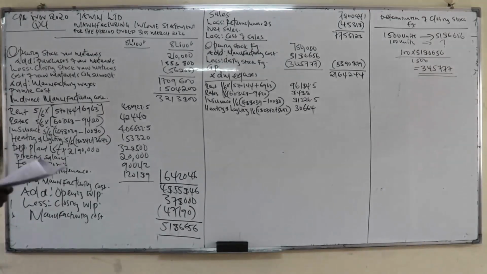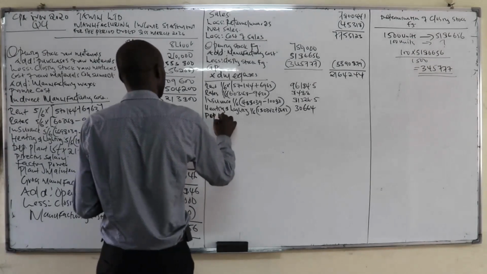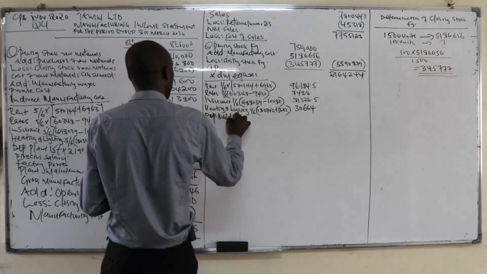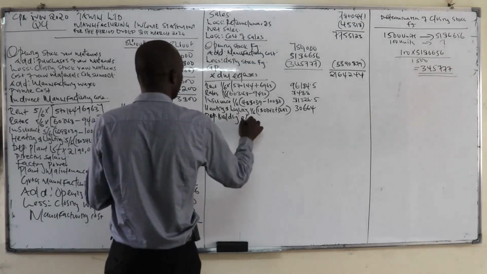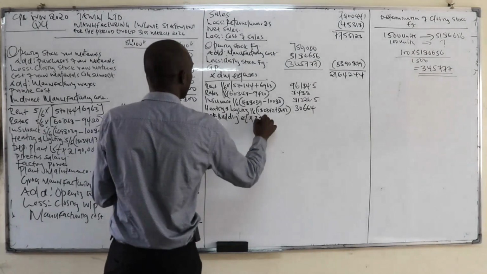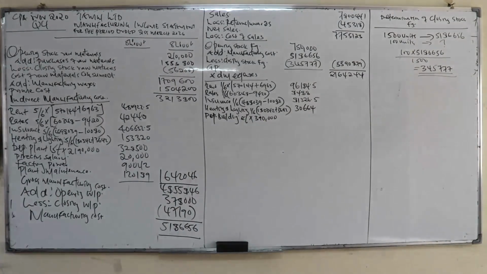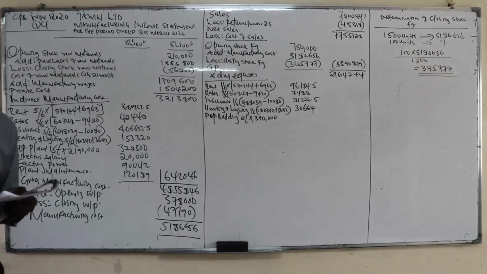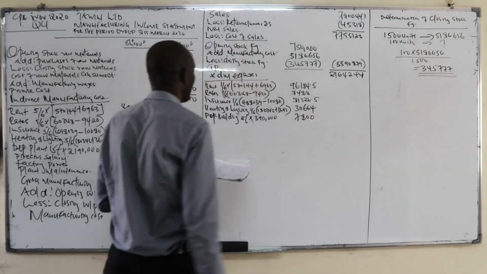Depreciation building, they're saying is an admin expense. Depreciation building is how much? 2% on the cost. That is an admin expense. What is the cost of the building? 390,000. 2% of 390,000 is how much? 7,800. So that is an admin expense, 7,800.